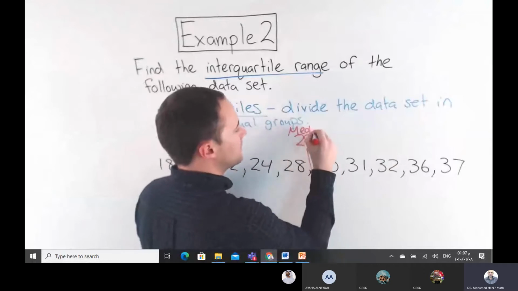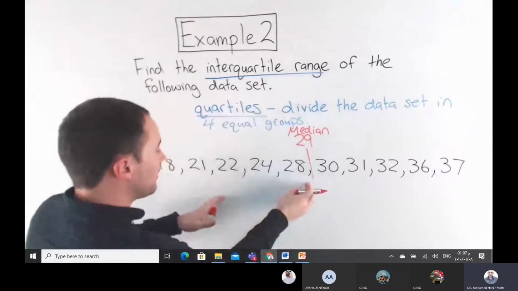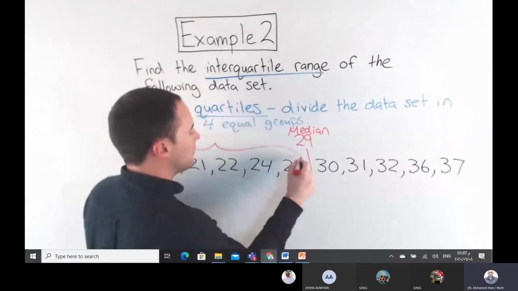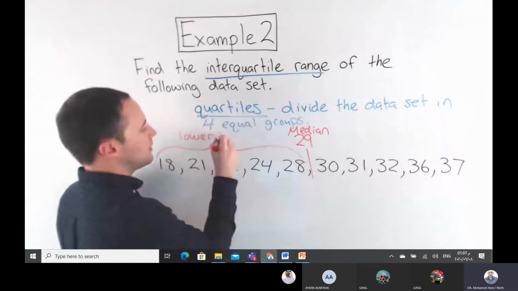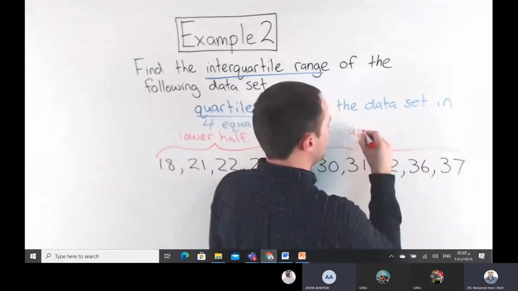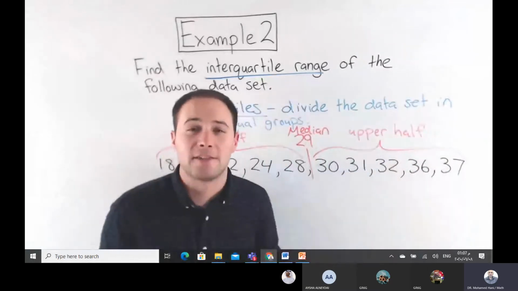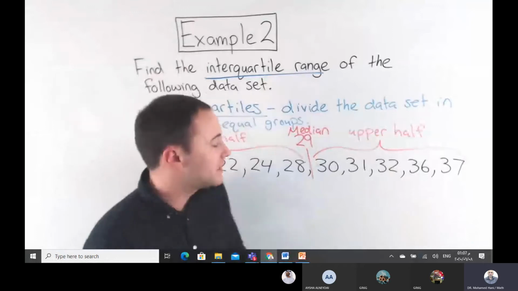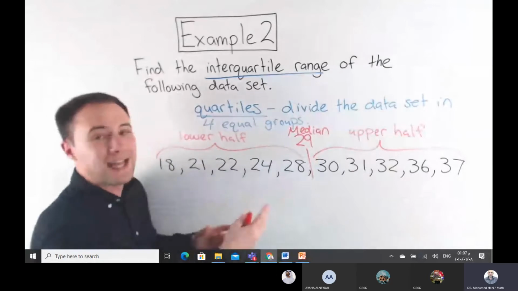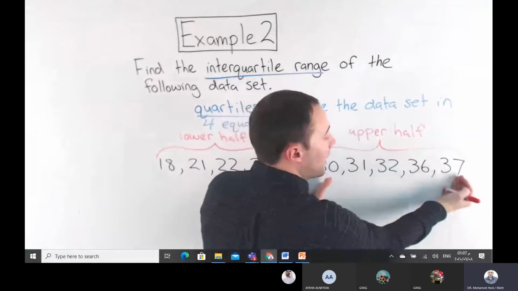That's our median. Okay. Now the median splits it in half, right? Here's half of our data. Here's the upper half. Okay, so let's kind of label that. That is our lower half of data. This is our upper half of data. Okay? So we split it in halves. But remember, we're talking about quartiles. So we need to split these in half so that we have quarters. So to do that, we do the same thing. We find the median of the lower half and we find the median of the upper half.